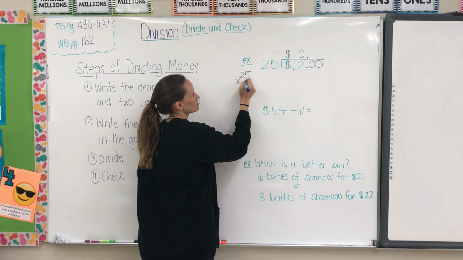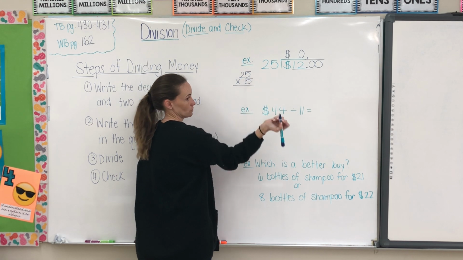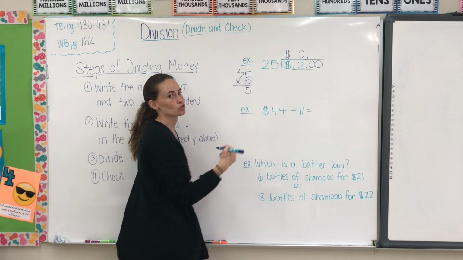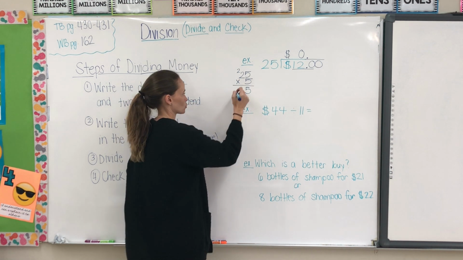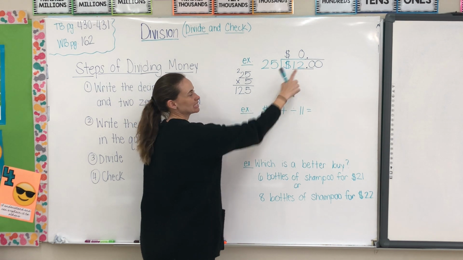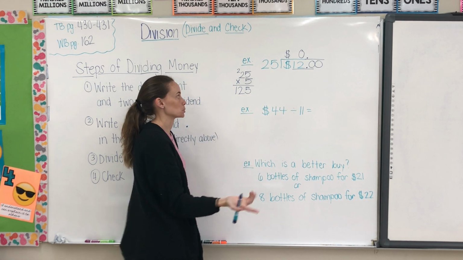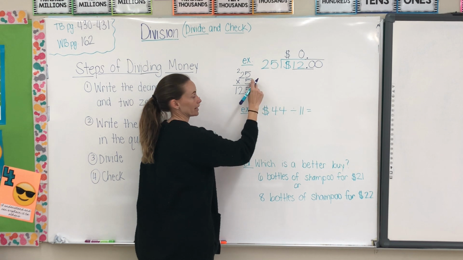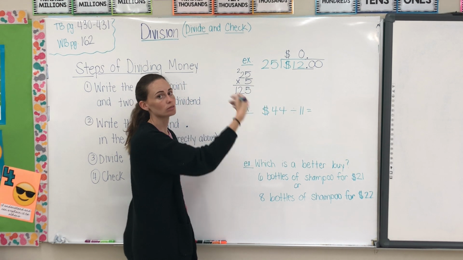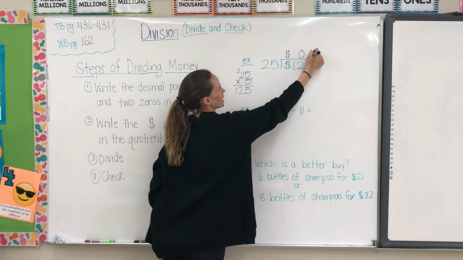25 times 5. 5 times 5 gives us 25. 5 times 2 is 10, plus 2 more is 12. 125. Too big, because we're doing 120. So it has to be 4, right? We know that because 125 is very close, but over. So it's going to have to be 4.